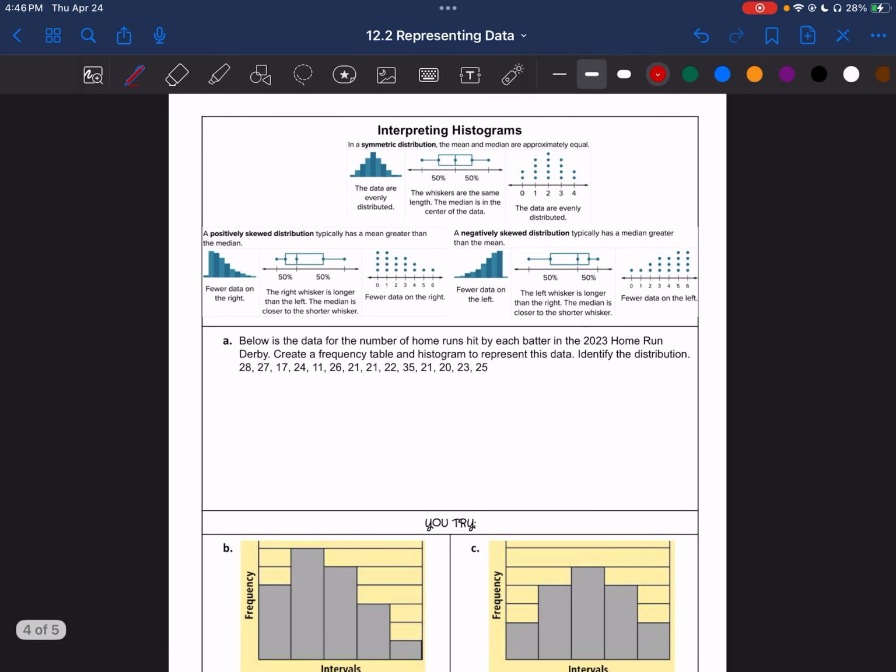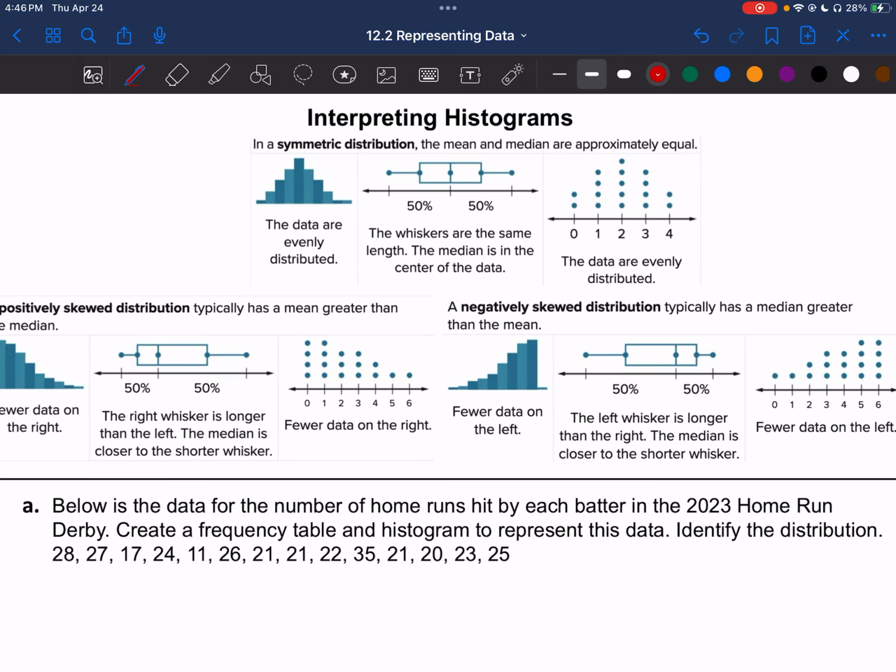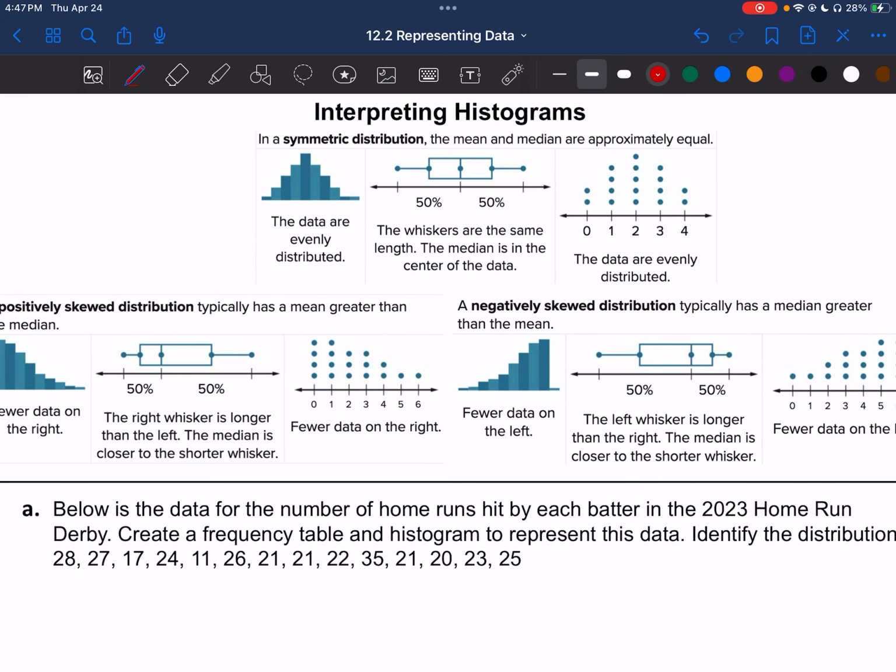All right, so now interpreting histograms. We've got three different ways that we can describe a histogram that we're seeing. The first one is a symmetric distribution. This is what you might hear of as the classic bell curve. Your data is evenly distributed. You have a few people at the very high end, you have a few people at the very low end. The majority of your people or values or whatever it is are in the middle of your graph.